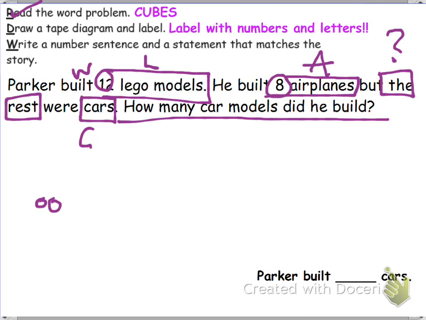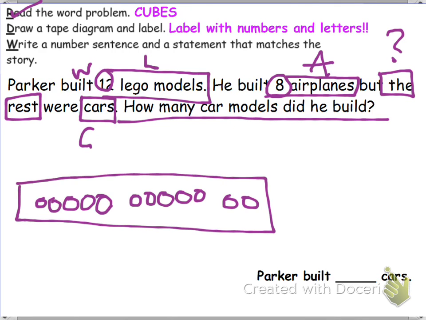So 1, 2, 3, 4, 5, space, 6, 7, 8, 9, 10, space, 11, 12. Then we'll box it in and I'm going to label it 12L. And that 12L means 12 Lego models. So now, I know there's 8 airplanes. So I'm going to count 8. I'm going to put a line there. So that's the 8 airplanes.